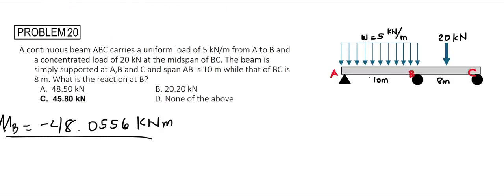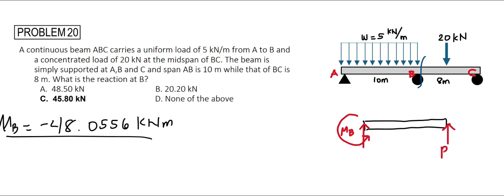Let's proceed solving for the other reaction. Let's say reaction C by cutting the segment of the beam BC. So by cutting that segment, we expose the internal shear and moment at point B. Since the moment here is negative, therefore it will act in the counterclockwise direction. And let's assume the shear is going in the upward direction. We have R sub C due to the roller support at C and a 20 kN force that is going downward.